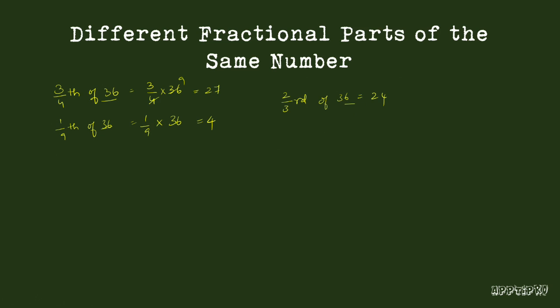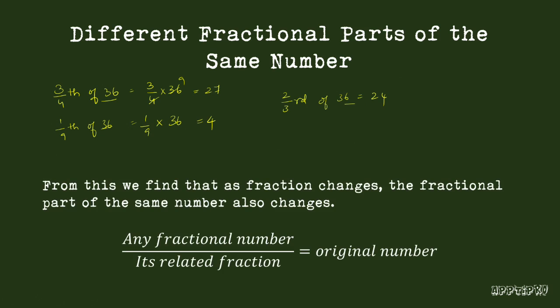The fractions are changed so the fractional part of the number is also being changed. From this we find that as a fraction changes, the fractional part of the same number also changes. So we can conclude that any fractional part divided by its related fraction gives the original number. Remember this formula, it is very important.